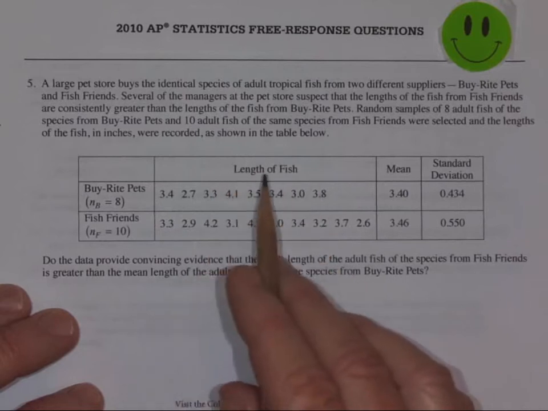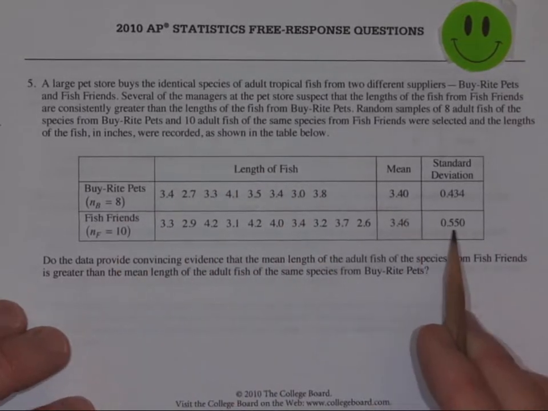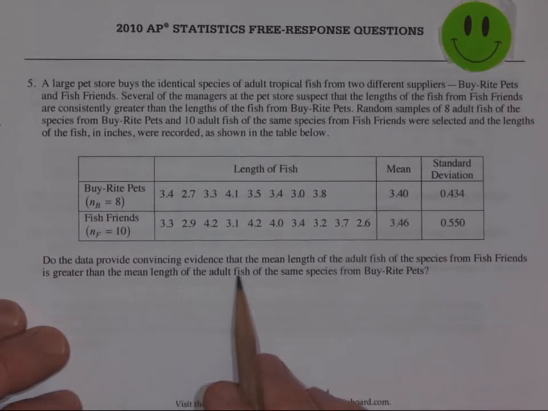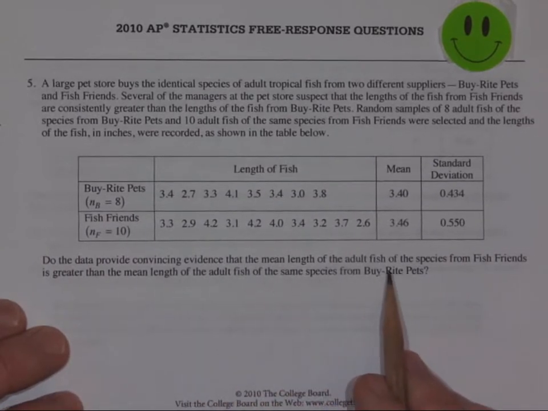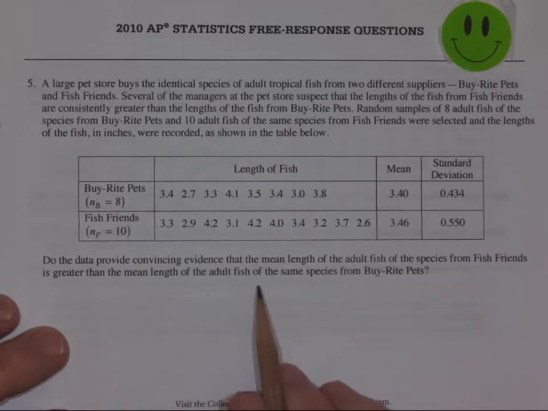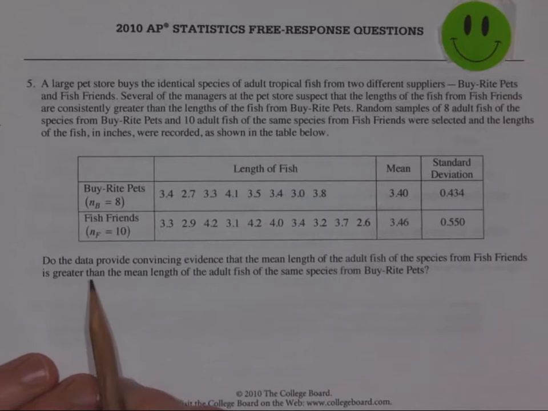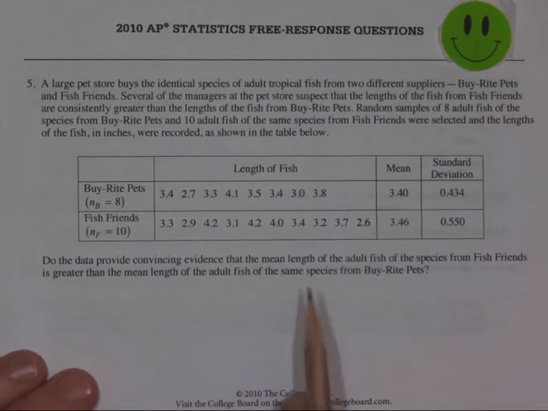So there are the lengths of the fish from Buy Right, there are the lengths from Fish Friends, and there are their means and standard deviations. Do the data provide convincing evidence that the mean length of the adult fish of the species from Fish Friends is greater than the mean length of the adult fish of the same species from Buy Right Pets? If you want to pause the video and see if you can do that one, go ahead.